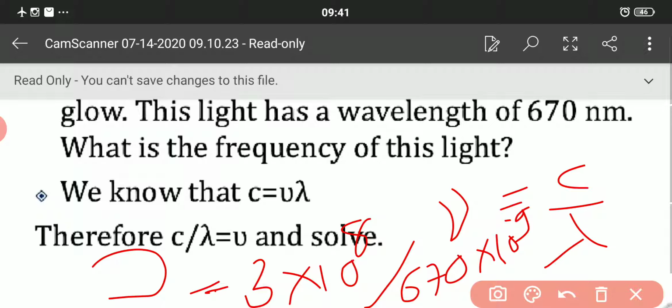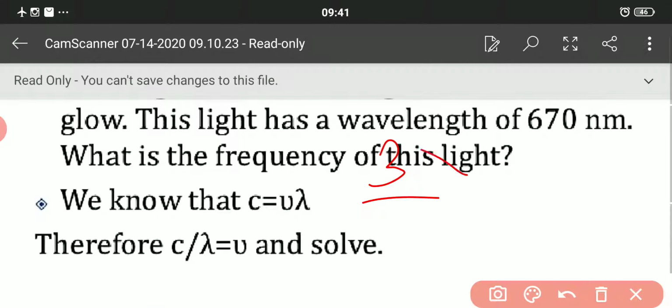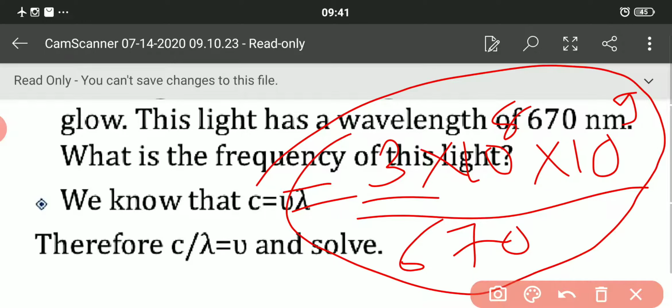So what happened? Our equation becomes 3 × 10^8 × 10^+9. Why plus 9? Because in the denominator 10^-9 is there, so if it comes in the numerator, it becomes plus. After simplifying this equation, you will get the value of frequency.